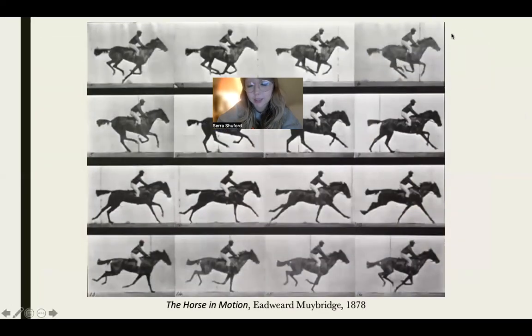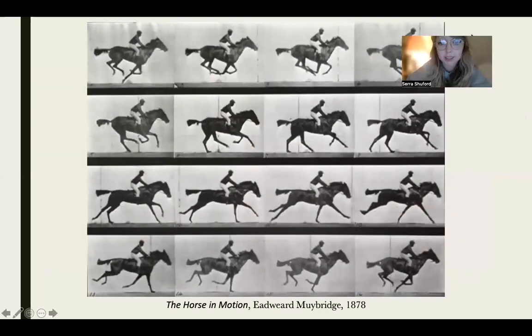Another example of motion in work. This is The Horse in Motion. This is our first example of video work as well, and of understanding what video was or is. It's essentially all of these photographs taken in succession and then paired together and rolled on film to create the appearance of film being captured. But really, it's just lots of photographs taken one after the other, and that's how film originated.